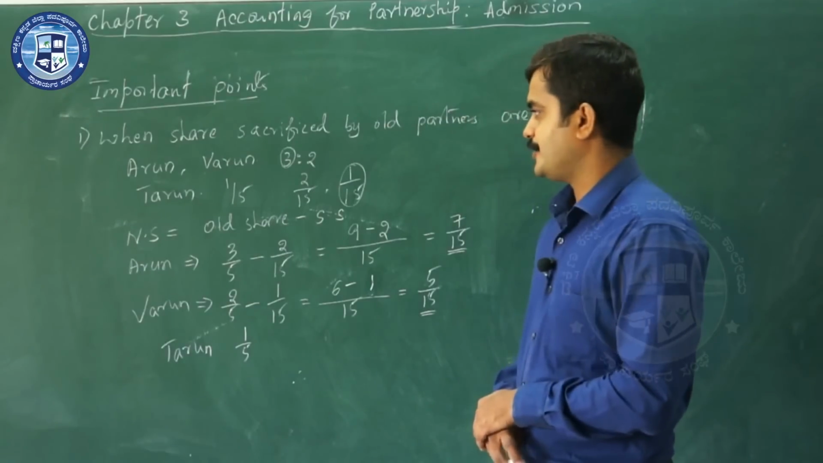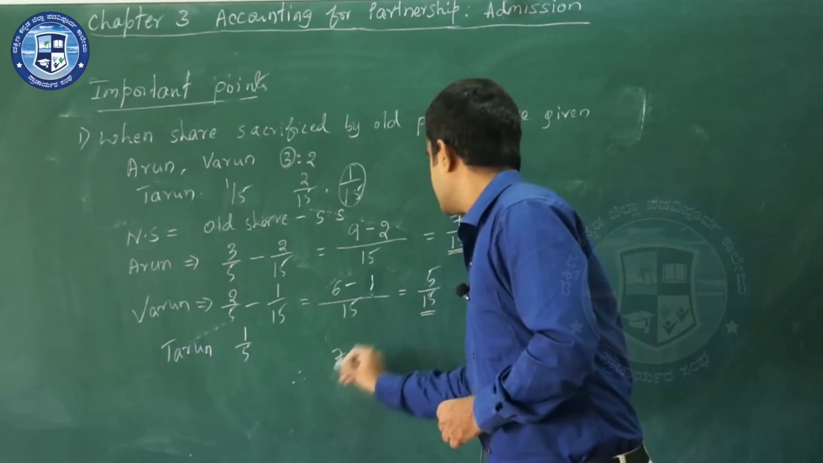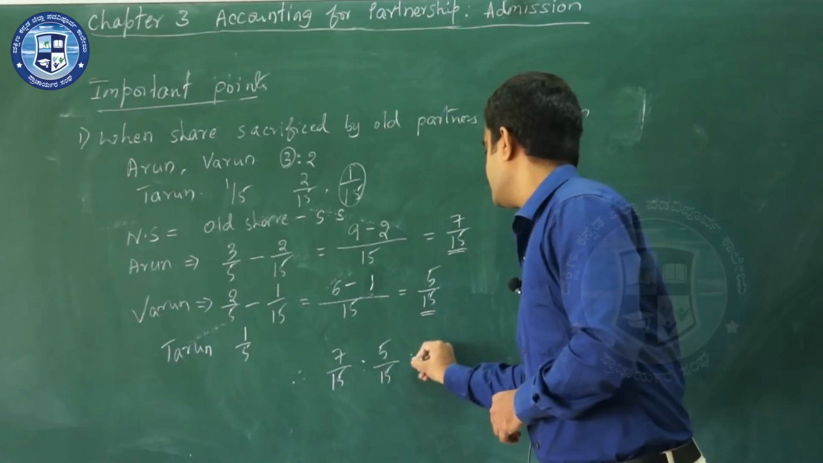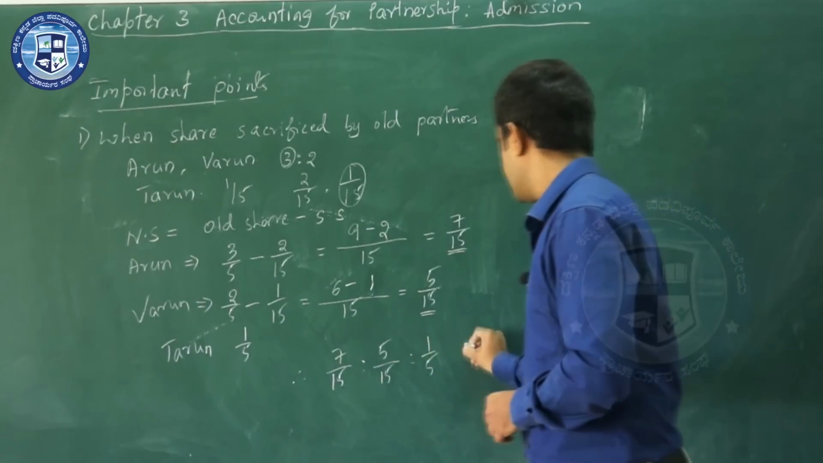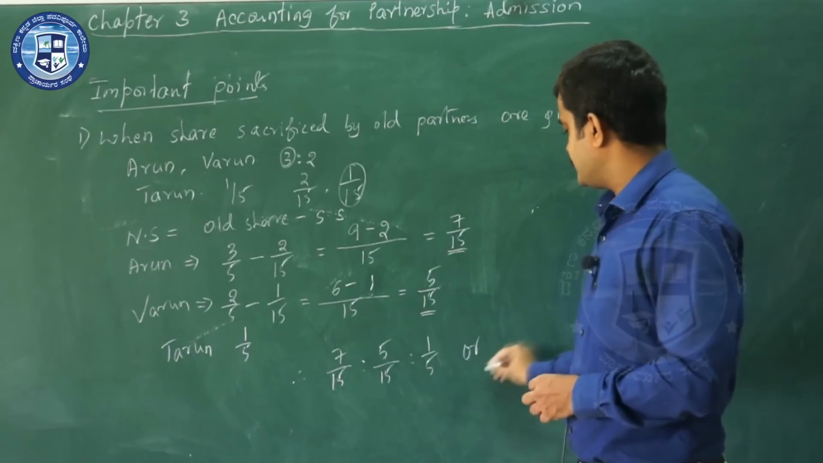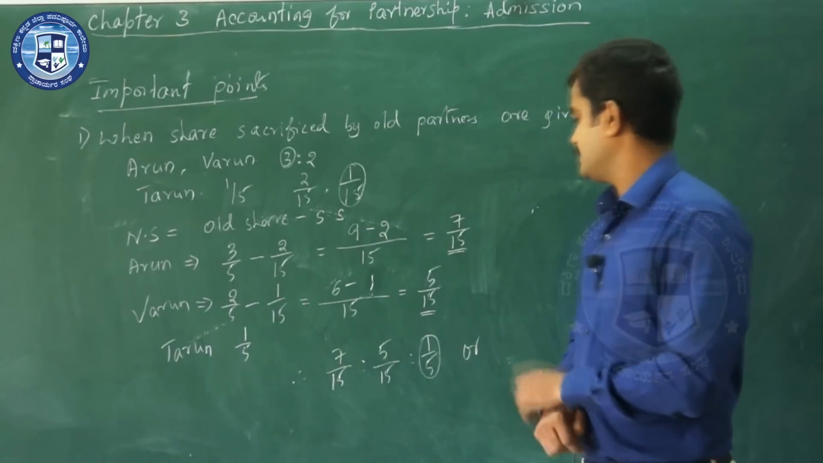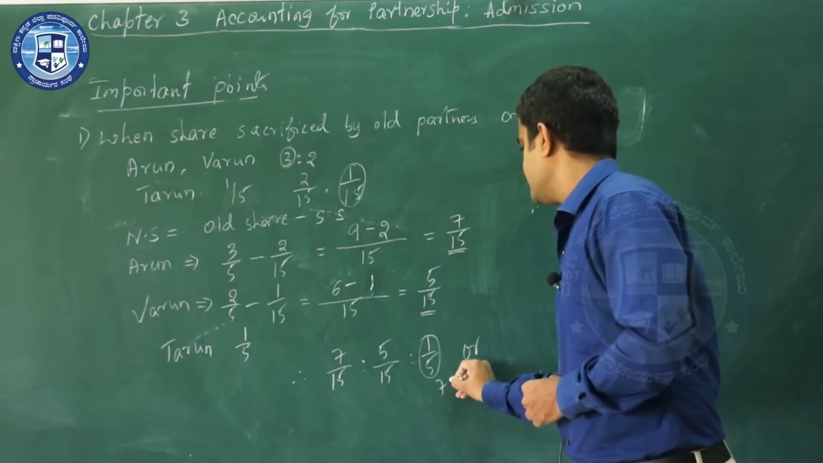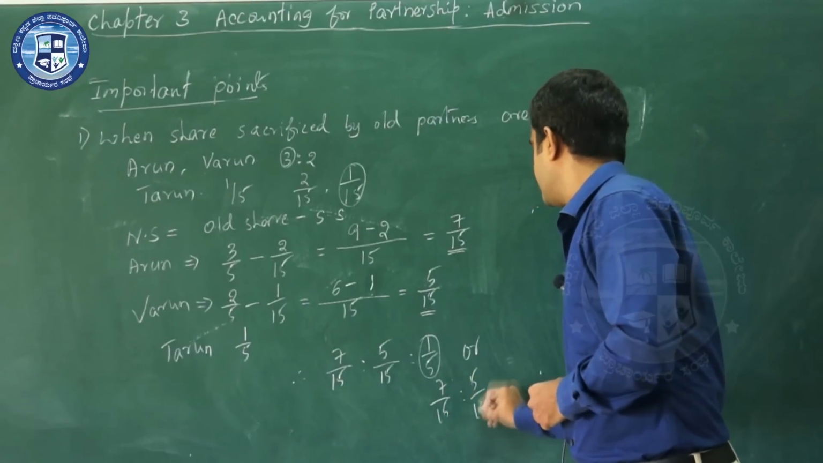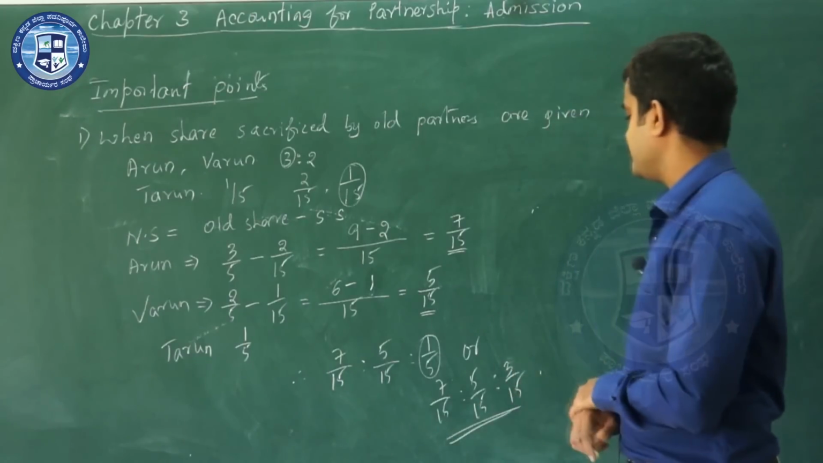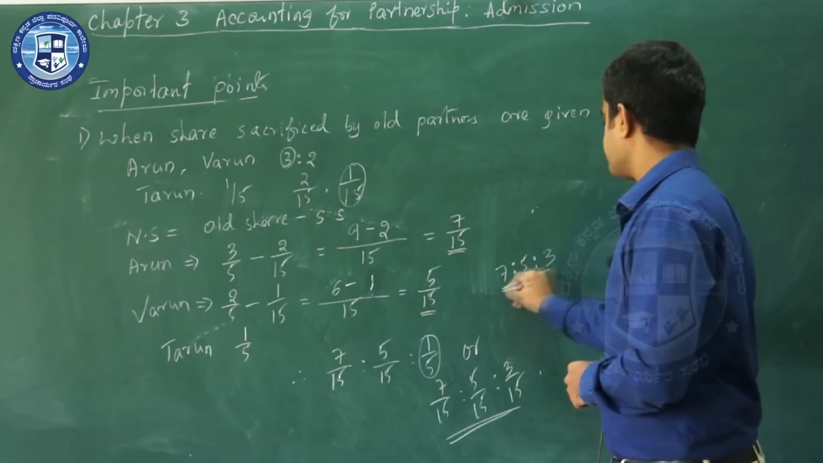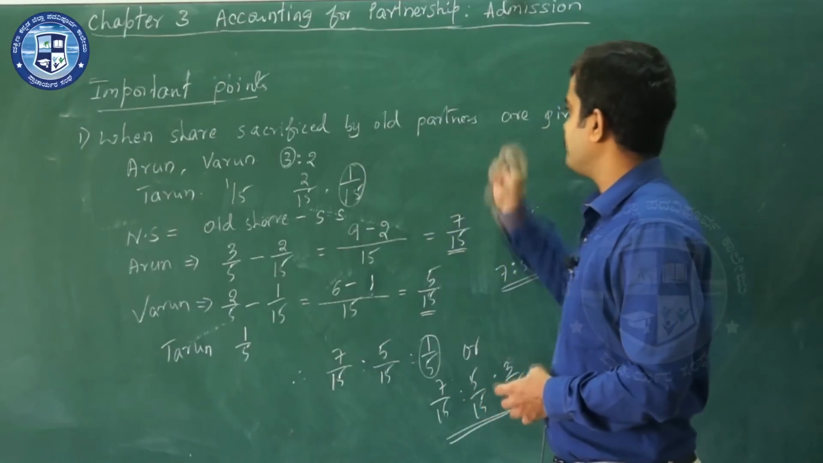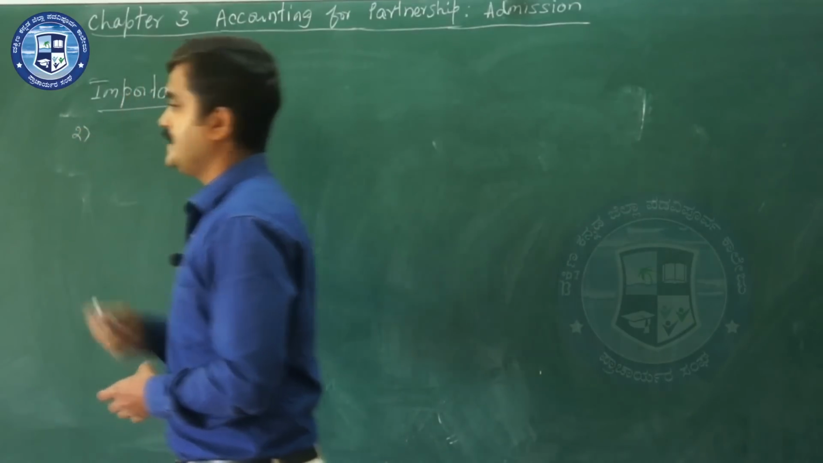Therefore, new profit sharing ratio of Arun, Varun and Tarun will be 7/15 is to 5/15 is to 1/5. Or we can make this 1/5 equal to 3/15, that is 7/15 is to 5/15 is to 3/15. So their profit sharing ratio will be 7:5:3. So this is how new profit sharing ratio of all partners is calculated when the share sacrificed by old partners is given. Next we will go to second situation.